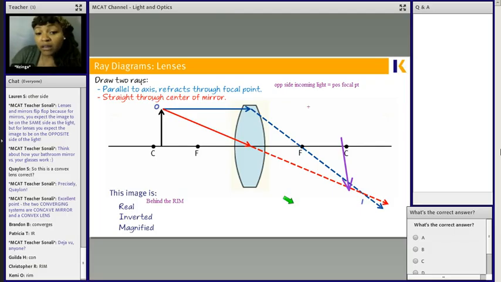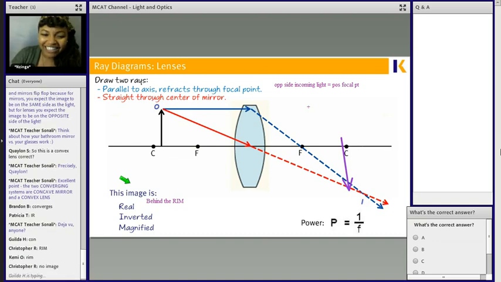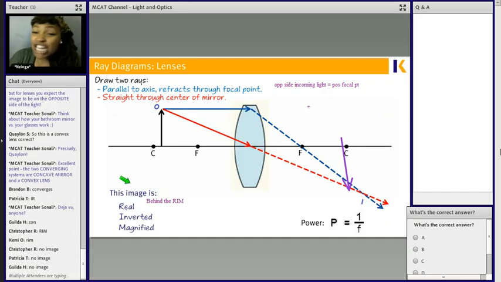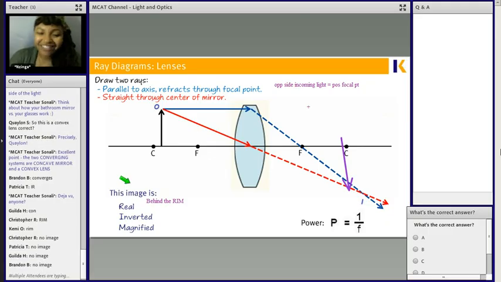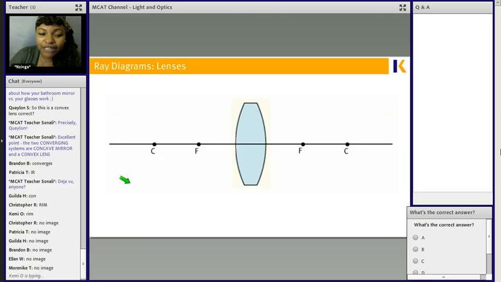So then you take a look at what's coming next. We already talked about behind the focal point. The next thing that we're going to talk about is on top of the focal point. So where's the image going to be if it's on top of the focal point? Mirror or lens, doesn't matter. Exactly, no image, at least not on Earth. If you put all these together, it's a lot easier to do.